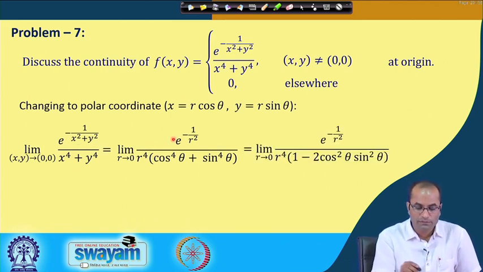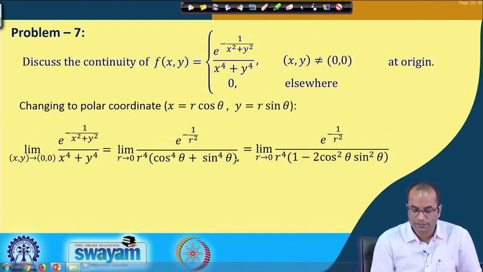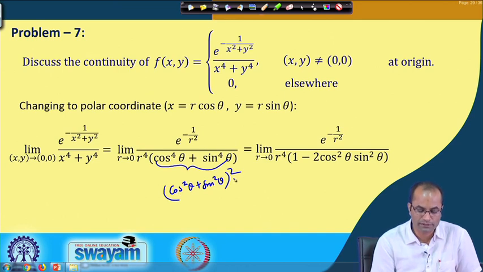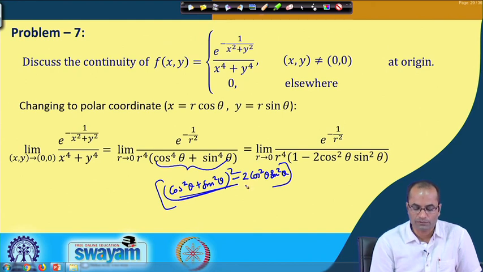Now we can do a little bit of manipulation. The cos 4 theta plus sin 4 theta, we can make into a square term: cos square theta plus sin square theta, whole square. Then 2 times cos square theta sin square theta will come, and we subtract it. So this term is equal to the whole square minus 2 times cos square theta sin square theta, because when we open this square we will get cos 4 theta plus sin 4 theta and 2 times the product, which is cancelled by this one. So we get this term.